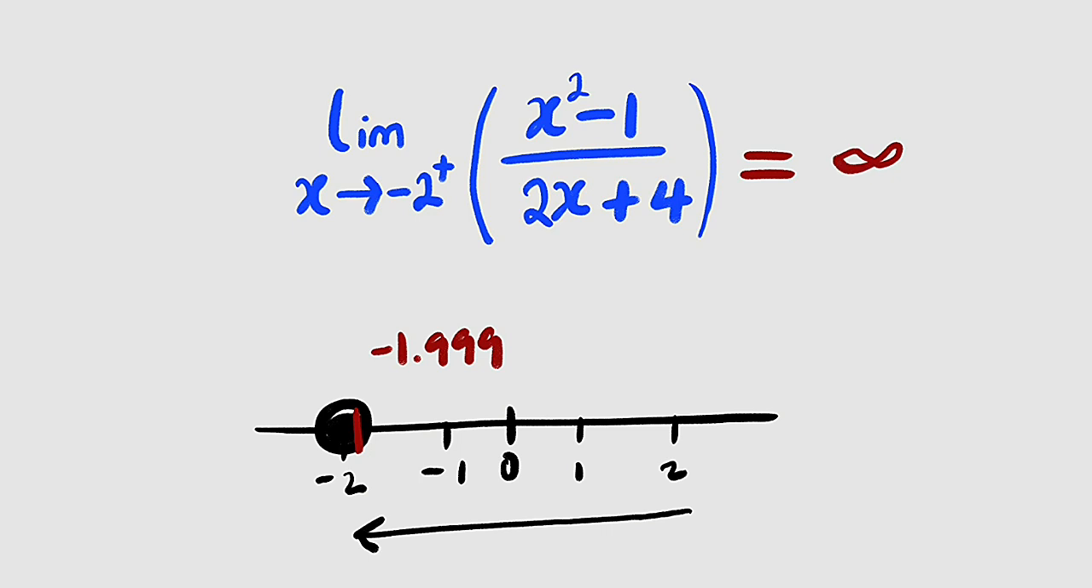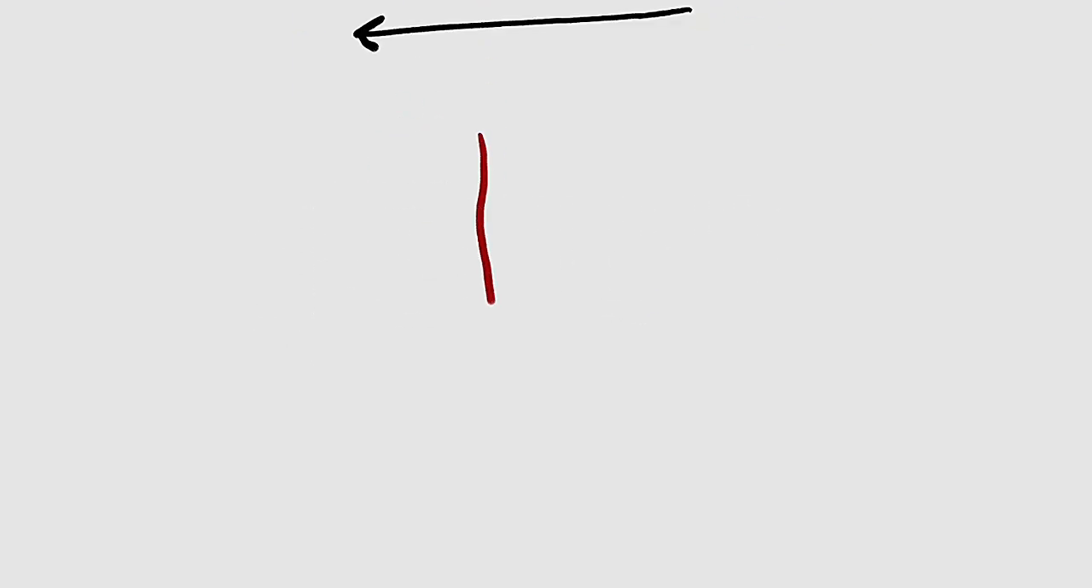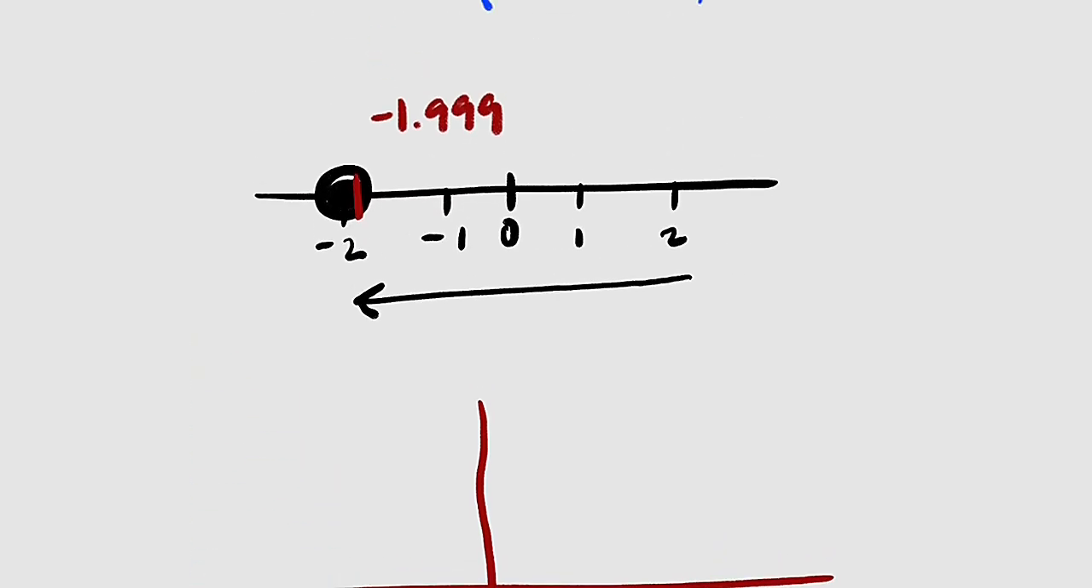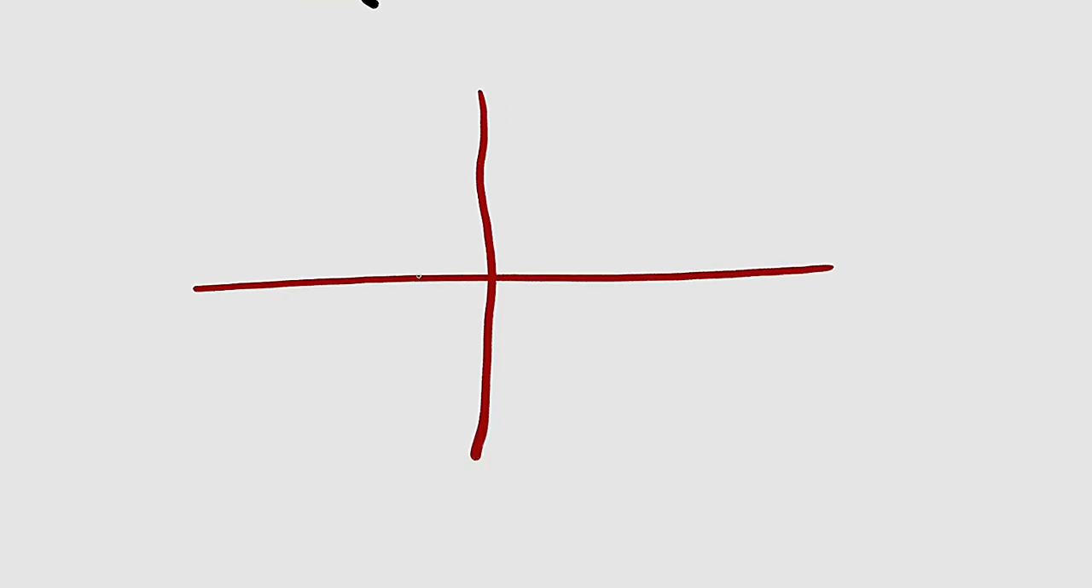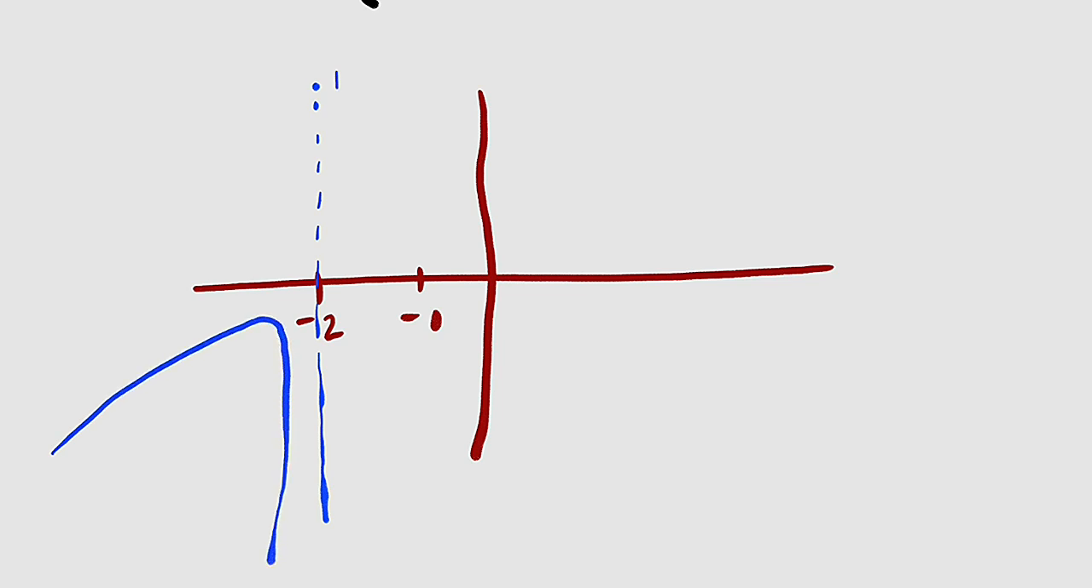And let us graph it and see. Suppose we have the y-axis like this, and the x-axis. You should know that x cannot be -2, right? So at -2, this is -1, this is -2. We have a vertical asymptote here. And the graph will look somehow like this.